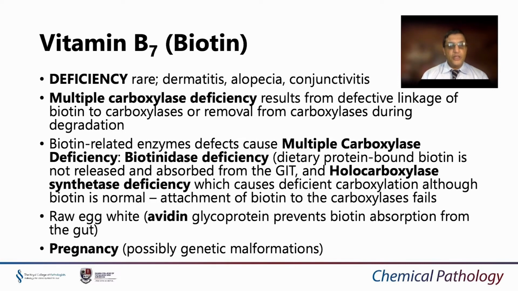The consumption of raw egg can also produce deficiency of B7 because the avidin in the raw egg is not inactivated by cooking, and this glycoprotein decreases biotin absorption from the GIT system. The pregnancy state can also produce deficiency and potentially can be dangerous for the developing fetus.